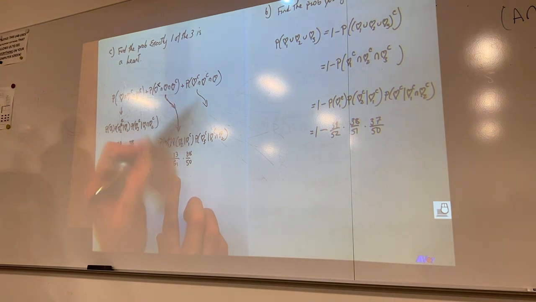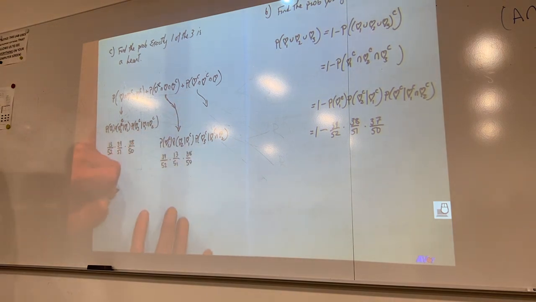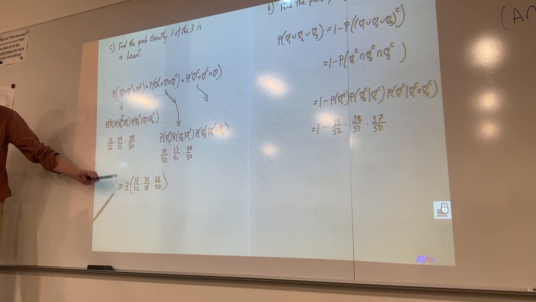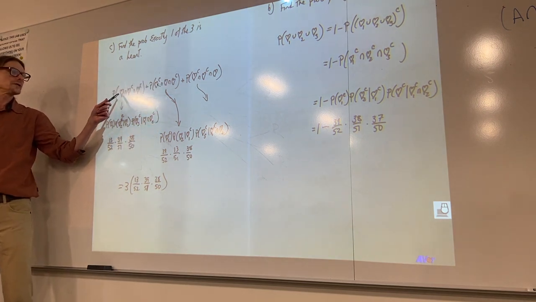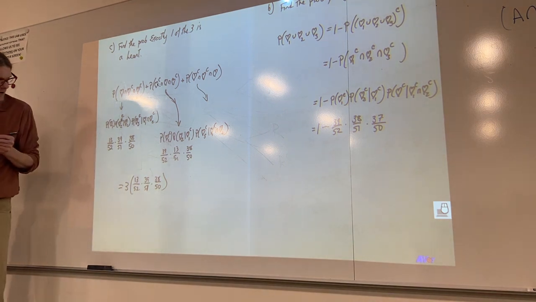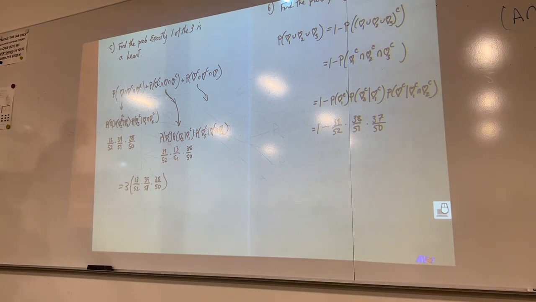That third one would also be equal as well, and you end up with 3 times 13, 39, 38 over 52, 51, 50. Does that make sense? And if you have a little combinatorics, that 3 is counting the number of ways that you can produce exactly one heart out of 3 cards. You see what I'm saying there? How's that one feel?